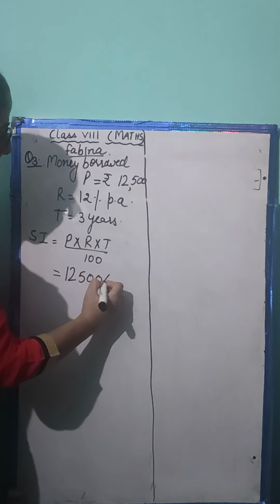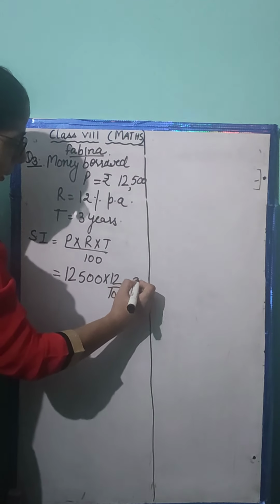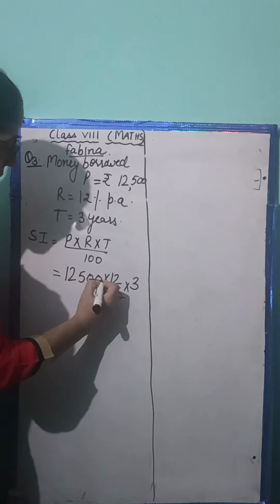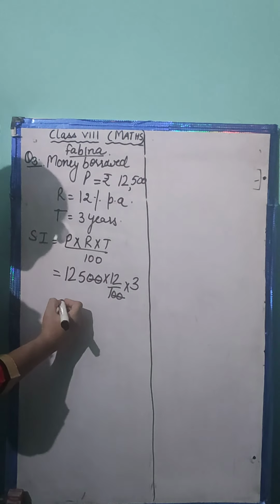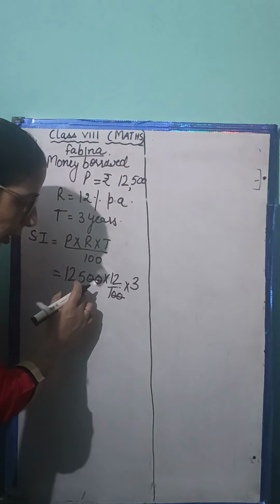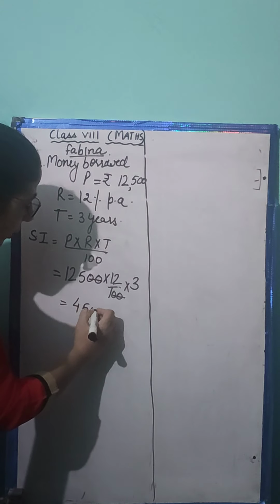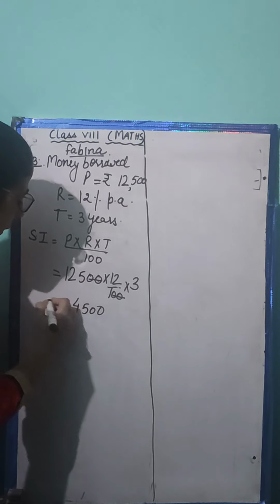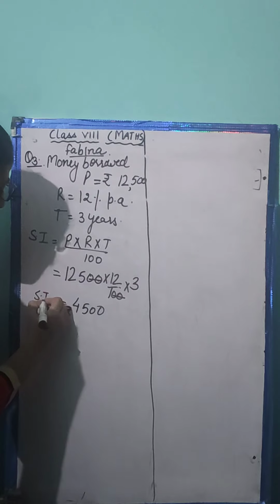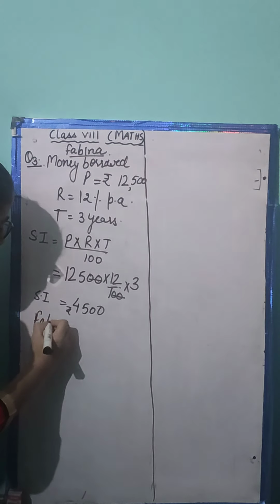12,500, rate is 12% and time is 3 years. So 2 zeros will cancel, and when we multiply 12 threes are 36 and 125, the answer will be rupees 4,500. So this is the simple interest which Fabina gave. Right?